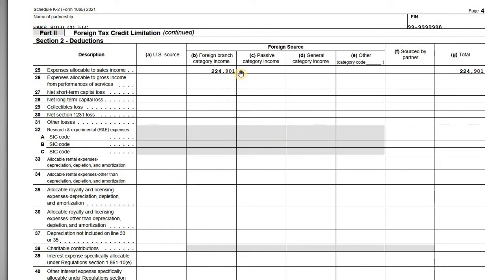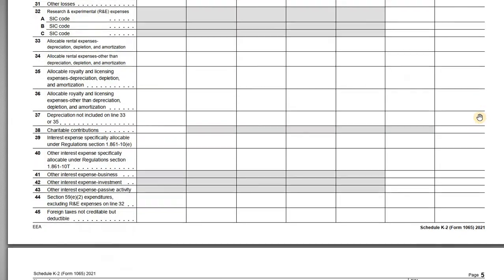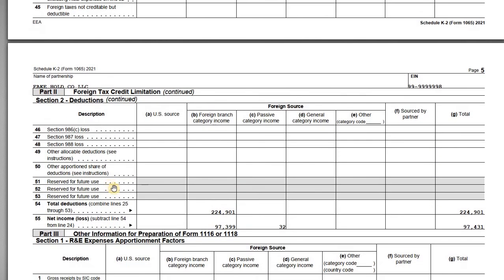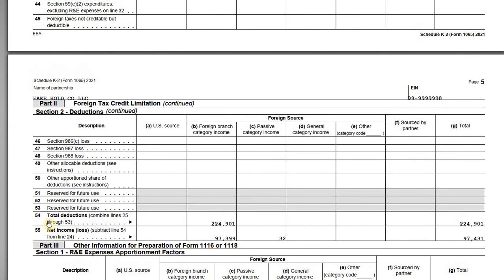So we've got our foreign branch category expenses. There's the total. At the very bottom of Section 2, we can see we've got total deductions of 224,901, and then net income or loss. These should generally match what we see on the 1065 itself. We have the net income or loss from ordinary trade or business, $97,399, and then the interest income, and there's our net income or loss per books figure.